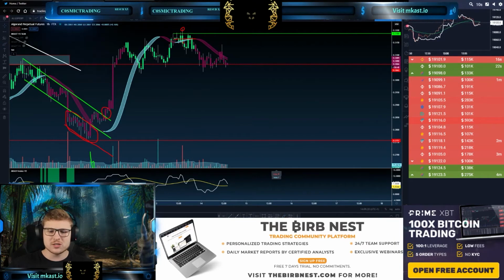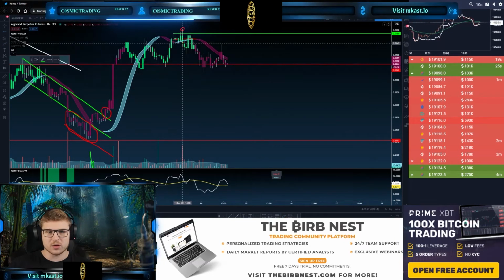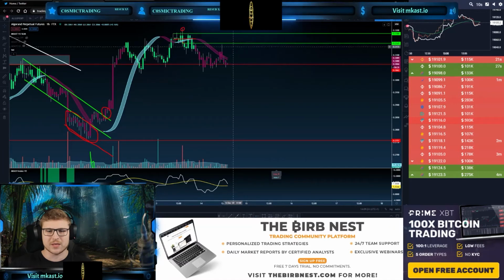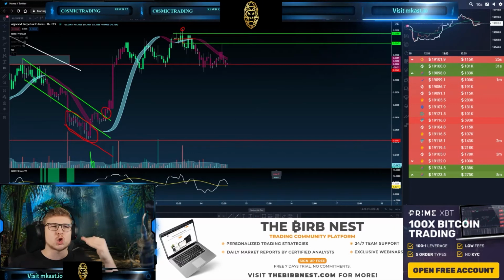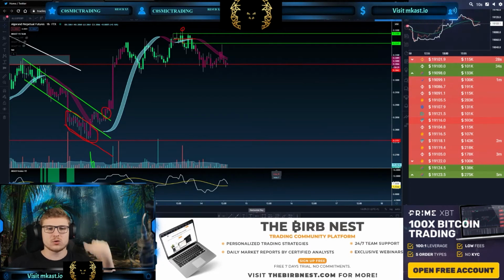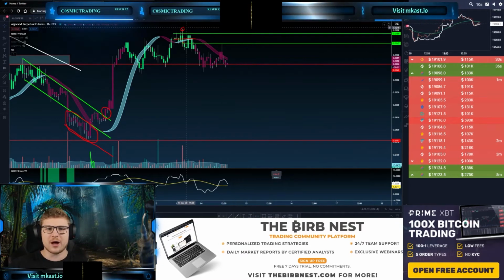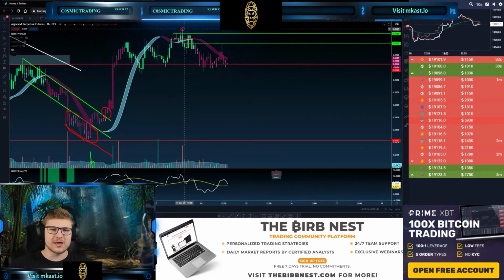So as soon as you enter, and in this case this would have been right here, the second green line would be our entry, you would need a candle close above the swing failure high.